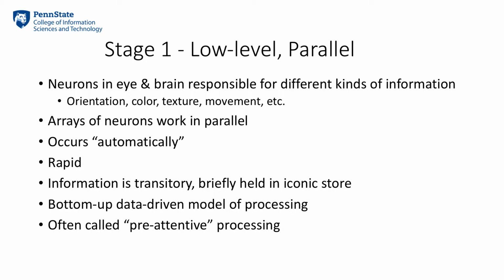In the first stage, the information is only stored temporarily. In cognitive science, we call this the iconic store of visual information. The process in stage 1 is mainly data-driven, bottom-up; it is basically what the data can tell us. Overall, we call stage 1 the pre-attentive visual information processing stage.